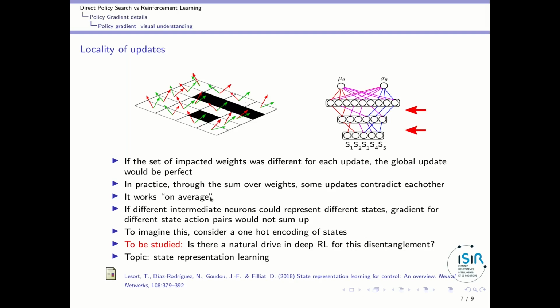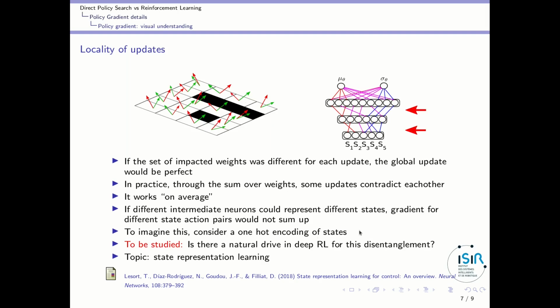Actually, if the neurons at the lower level could make it so that each gradient step only applies to a particular neuron to account for a particular state action pair, then the gradients would not interact with each other. We could have a single change for each neuron depending on just one state action pair. If this is the case, then the different gradients cannot cancel each other, and we have something that works perfectly. You might have such a situation, for instance, if you use a one-hot coding of the states.